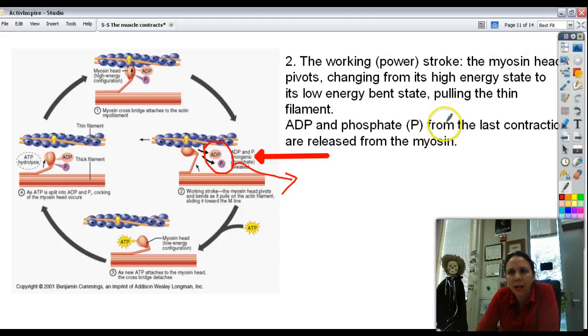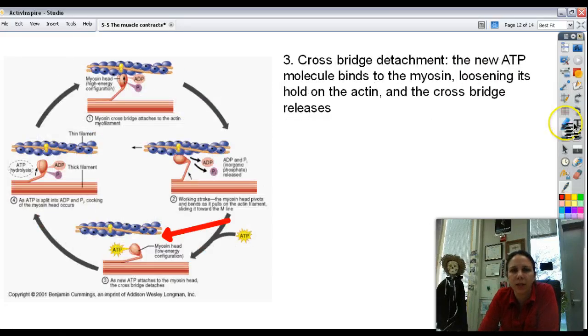Okay, so we got ADP and phosphate from the last contraction, because these were on there from, you'll find out over here, they're just kind of chilling, so they go off and do their own thing. Actually, they get put back together, so we'll get to that in a second.